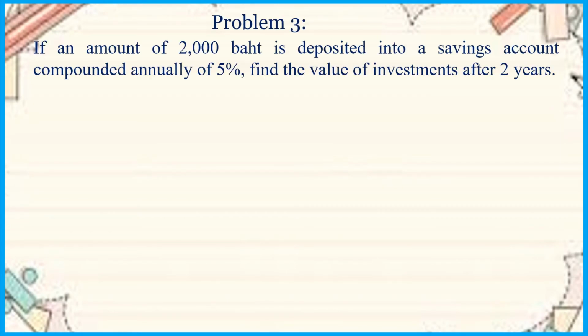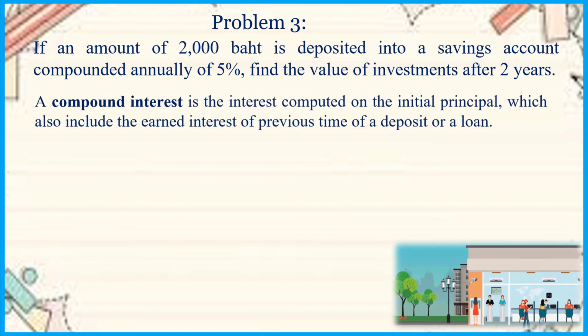Now let us have problem number 3. Let us read all together the problem. If an amount of 2,000 baht is deposited into a savings account compounded annually at 5%, find the value of the investment after 2 years. In here, we are going to compute for the compound interest. And what is a compound interest? A compound interest is the interest computed on the initial principal, which also includes the earned interest of previous time of a deposit or loan.